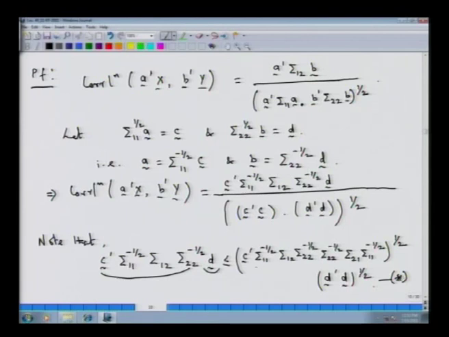So, let us now look at this particular term. Well, a term C is missed out here. This is C. So, this is C prime sigma 11 to the power minus half sigma 12 sigma 22 to the power minus half, by combining these two matrices, that multiplied by sigma 21 sigma 11 to the power minus half times this vector C. Now, we will look at this term and see if we can provide an upper bound to it, which of course is very simple.